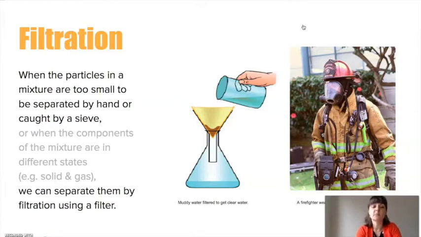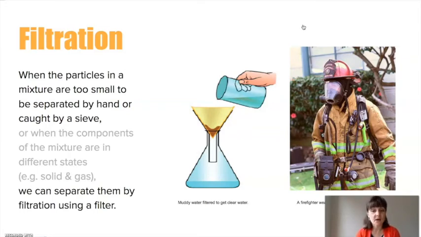So in the first example, in the middle of the page, you'll see that muddy water is being filtered to get clear water. You have a beaker, you have a funnel, and you have some filtration paper, and you pour the muddy water into the filtration paper. And what happens is the filtration paper captures the big soil particles, so the muddy soil stays in the paper, but what runs through is the water. And so you started with muddy water and you end up with clean water.